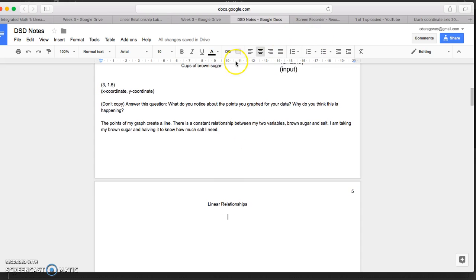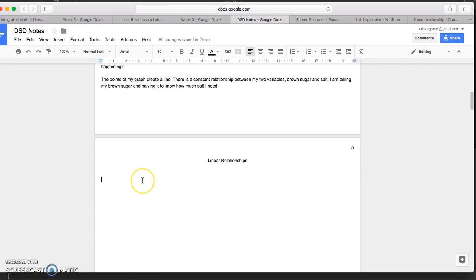All right, so a linear relationship is when the independent variable is changing at a constant rate of change to produce the dependent variable, okay?